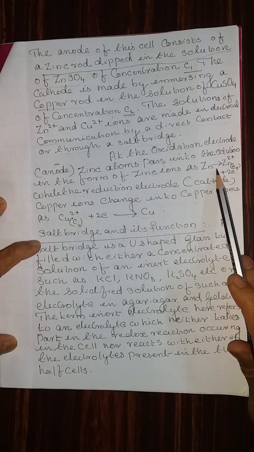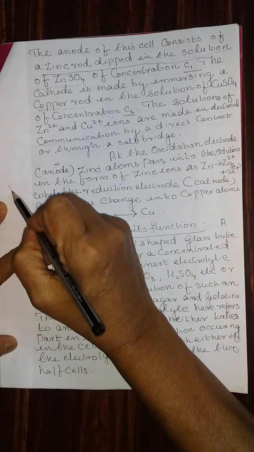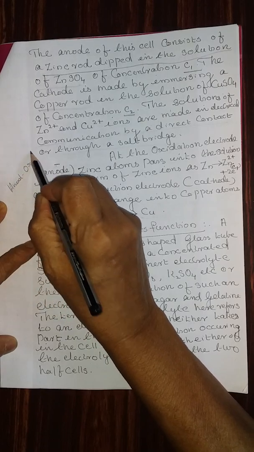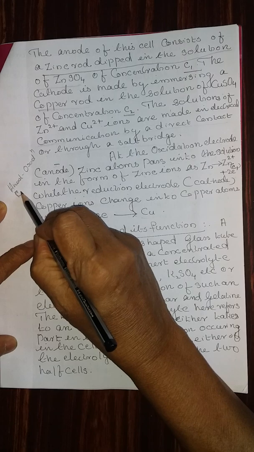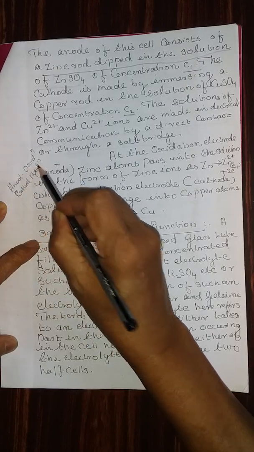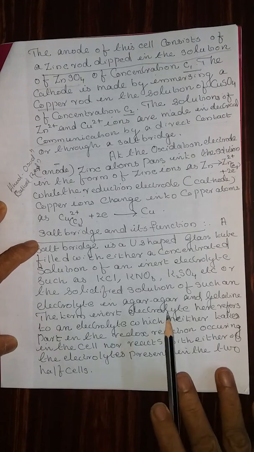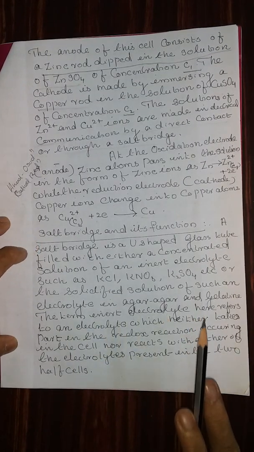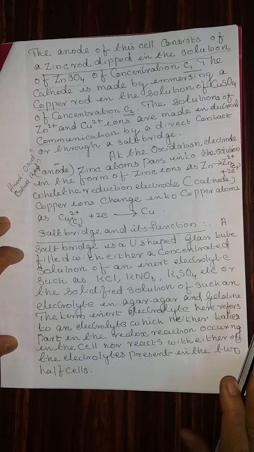One is an oxidation, that is the anode. Always remember, at the anode it is oxidation, and at the cathode always reduction. That is why we call it a redox reaction. The redox reaction is the reason for the generation of electric current.